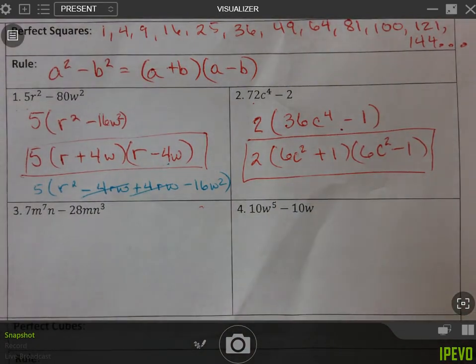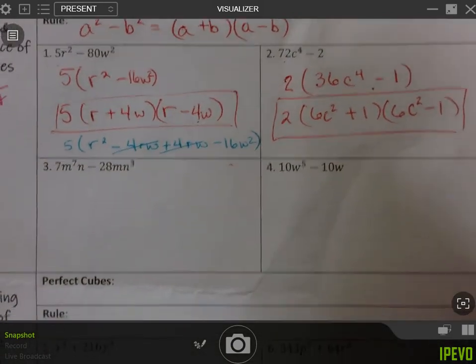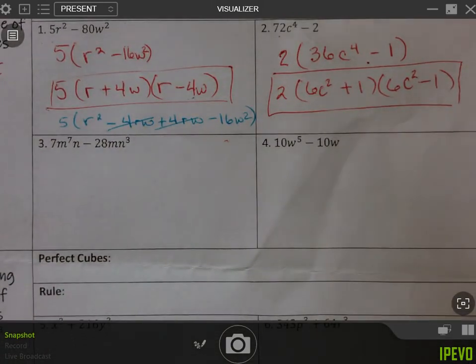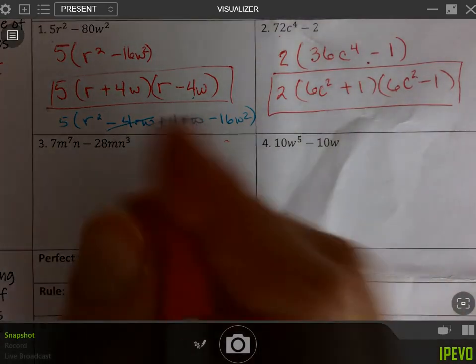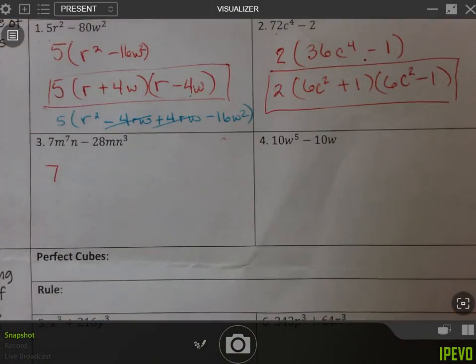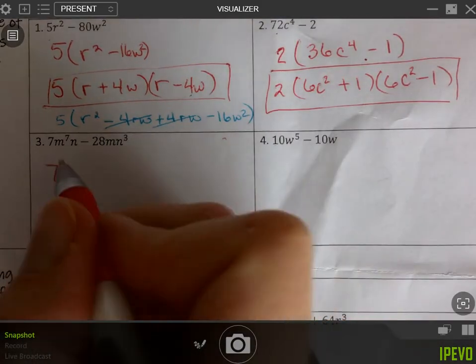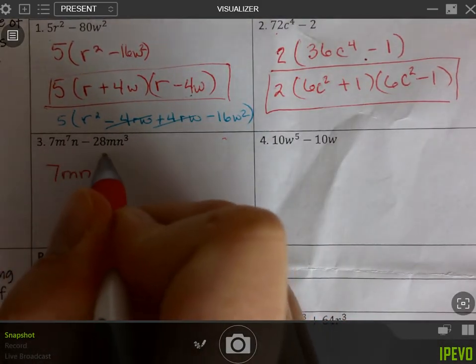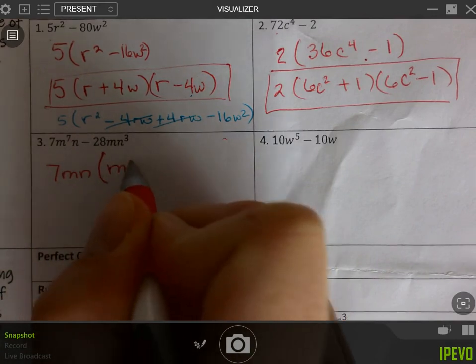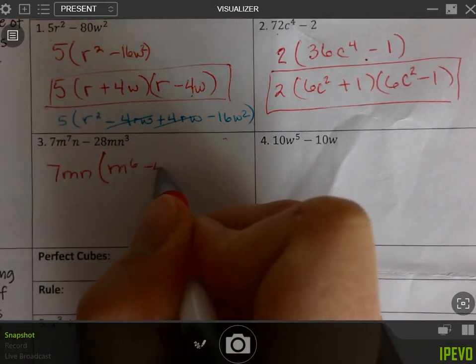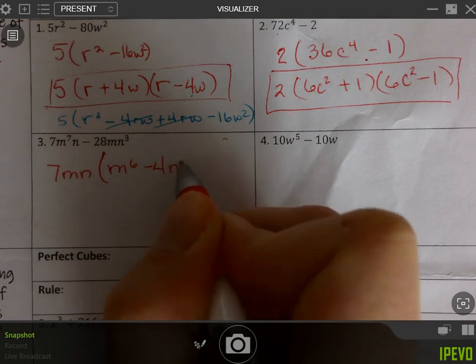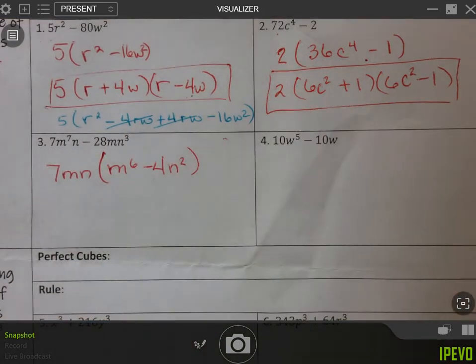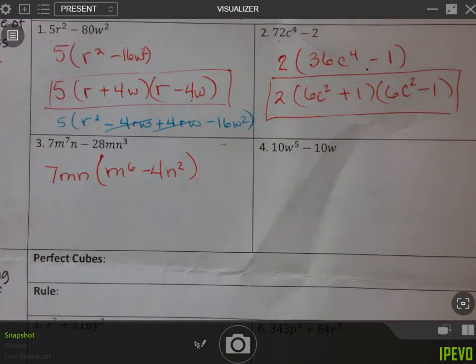Okay, same deal. Go ahead and take number 3. Look for a GCF. Clean it up first. What can you take out? I got the 7. Anything else? 1m and 1n? Okay, so I'm left with m to the 6 minus what? 4n squared.